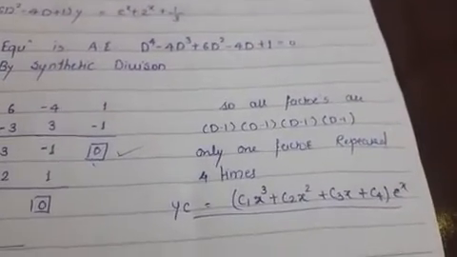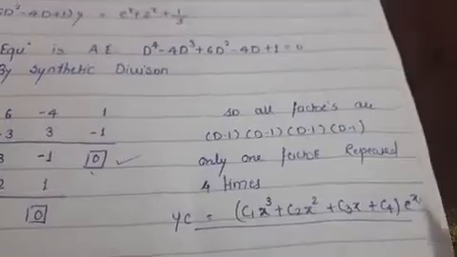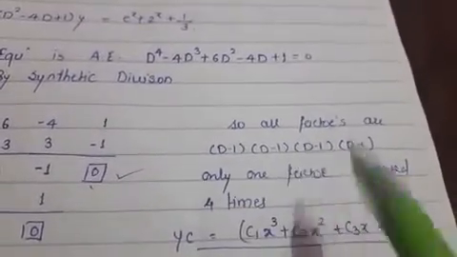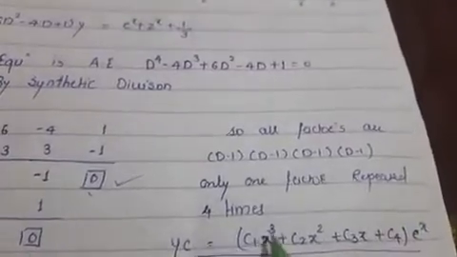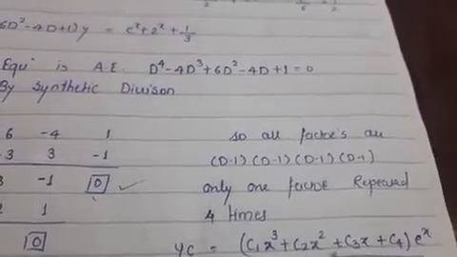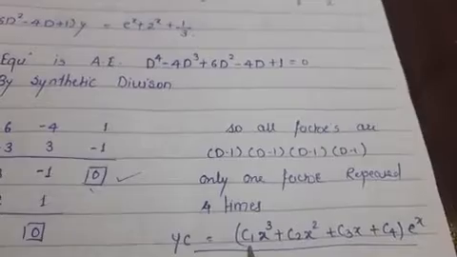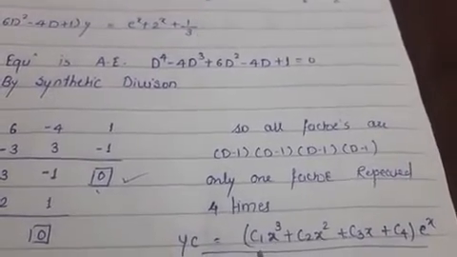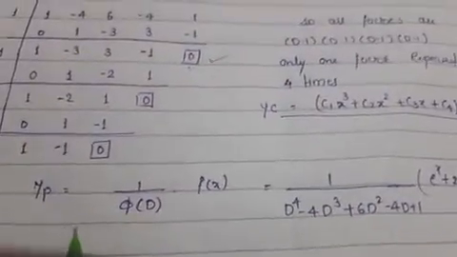We know that while writing the solution or complementary function, whatever number of times a factor is repeated, that number of constant coefficients are present. So 4 times, so 4 constants are present, one having degree 0, 1, 2, 3. So that becomes the solution. Now we proceed to the particular integral.